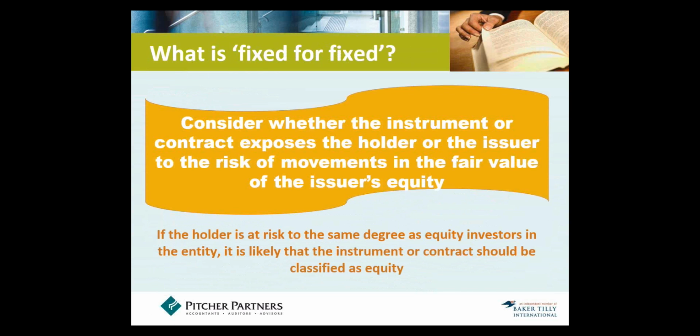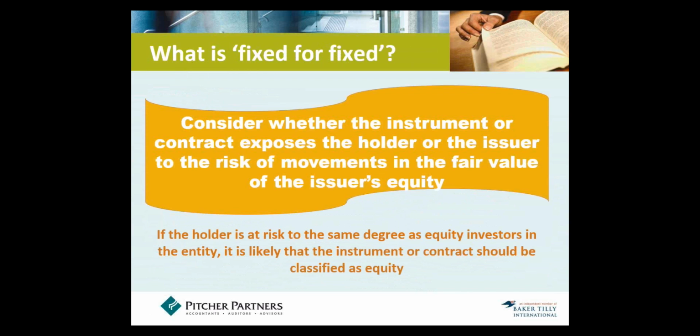Therefore, if you look at the two situations I've described, the key thing is to consider whether this instrument or contract exposes the holder or the issuer to the risk of movements in the fair value of that issuer's equity. So what does that mean? If the holder, in our examples entity B, is at risk to the same degree as equity investors in the entity, it is likely, not always, it is just likely that the instrument or contract should be classified as equity.